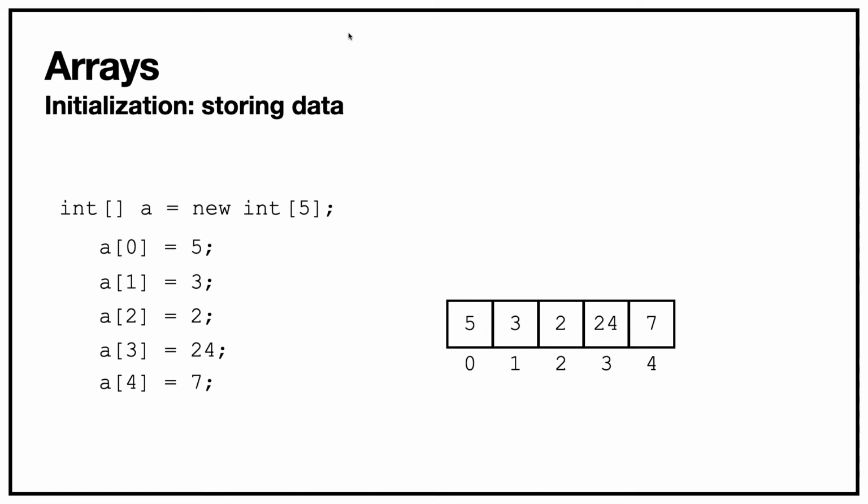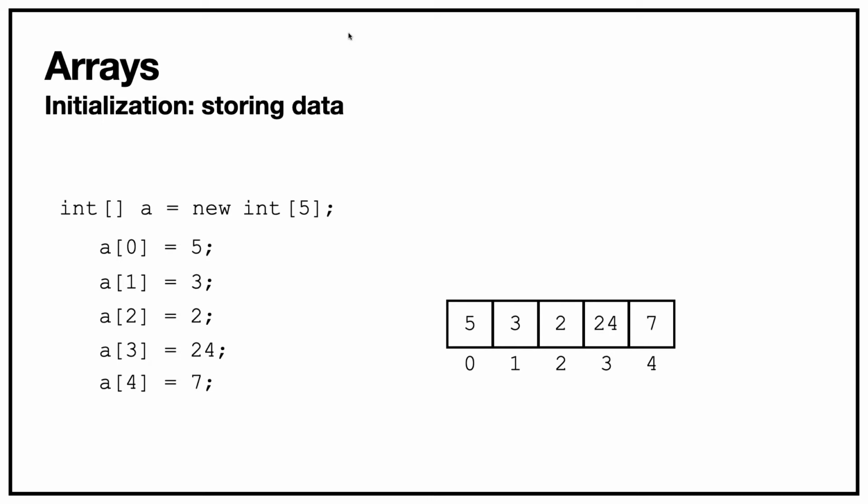Array at position 0 contains the value 5. Array at index 1 contains the value 3. Array at index 2 contains the value 2. Array at index 3 contains the value 24. Array at index 4 contains the value 7.